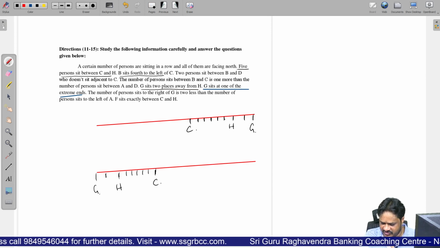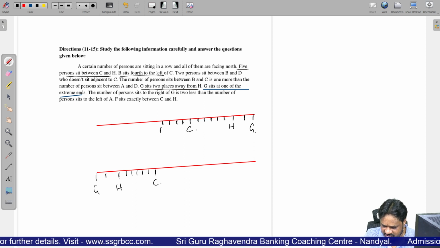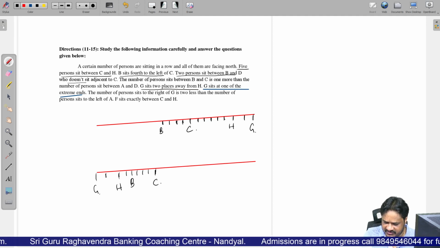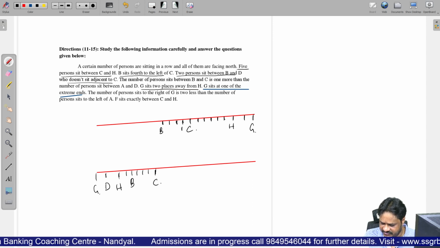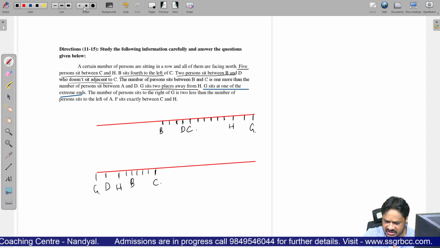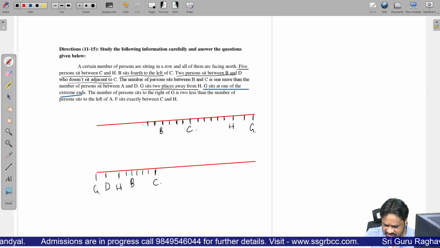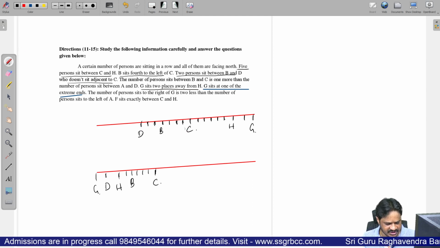B is sitting fourth to the left of C. 1, 2, 3, 4. Then two persons are there between B and D, who is not adjacent to C. So two persons are there between B and D. But D is not adjacent to C, so this is not correct. Now we can take like this. Two persons are there between B and D, and D is not adjacent to C.